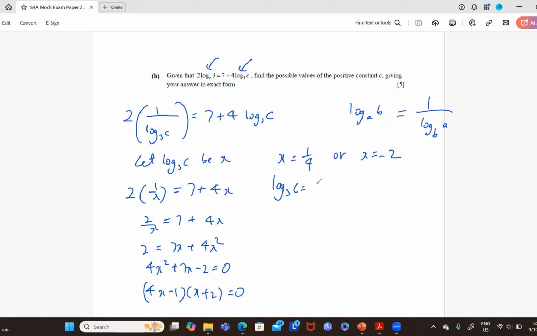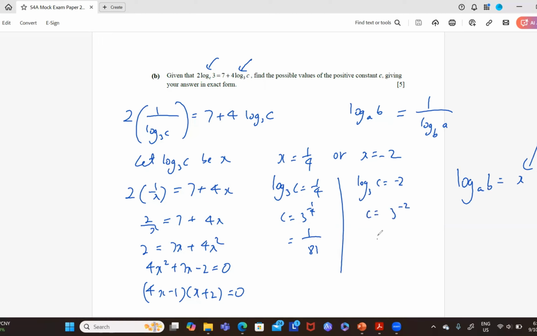So log 3C equals 1 over 4, which means C equals 3 to the power of 1 over 4. Key this in the calculator, you get 1 over 81. Log 3C equals minus 2. Please do not reject this, because a logarithm can equal a negative number. Always remember, log base A of B equals x; this is always a power. A power can always be negative, right? So therefore, C equals 3 to the power minus 2, which is 1 over 9. So these are your two answers.